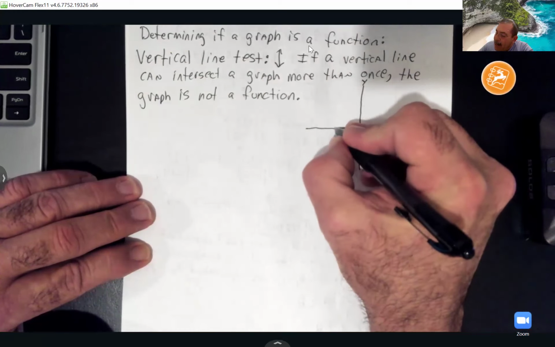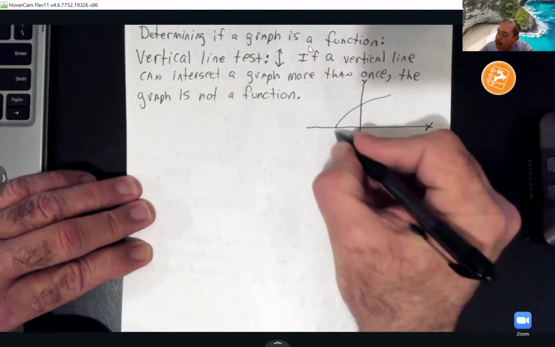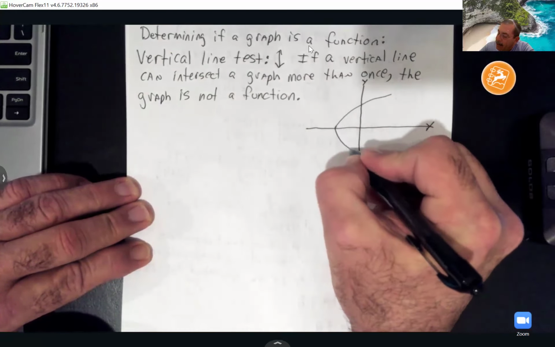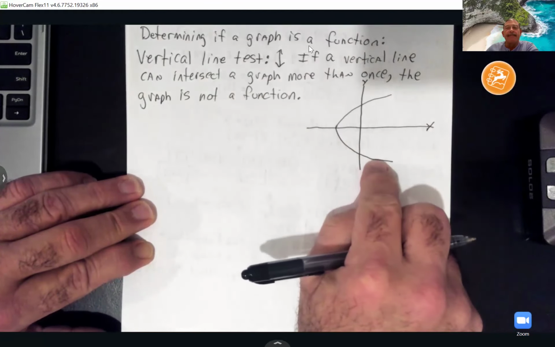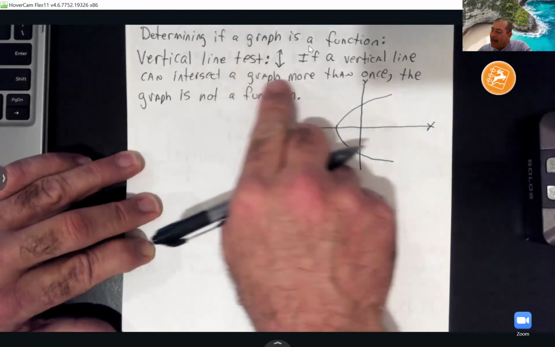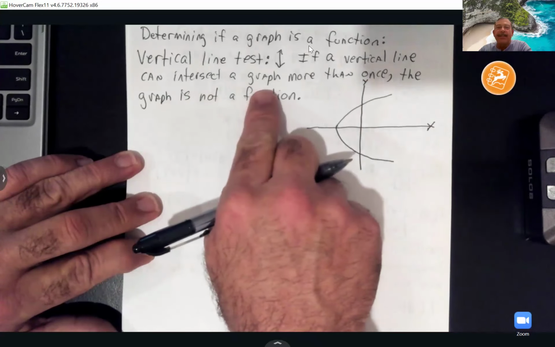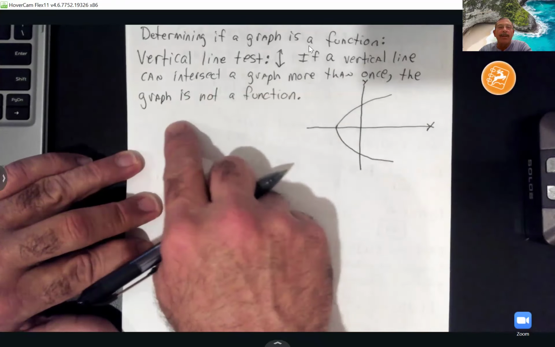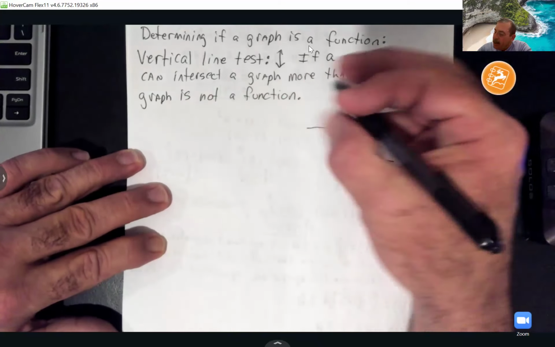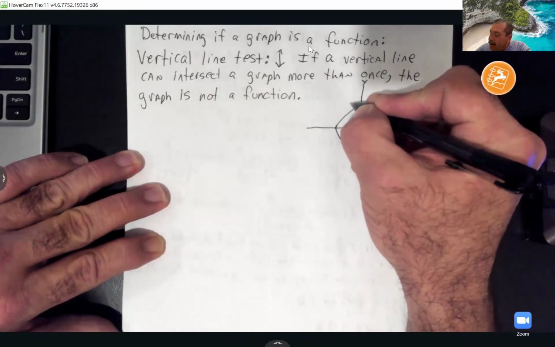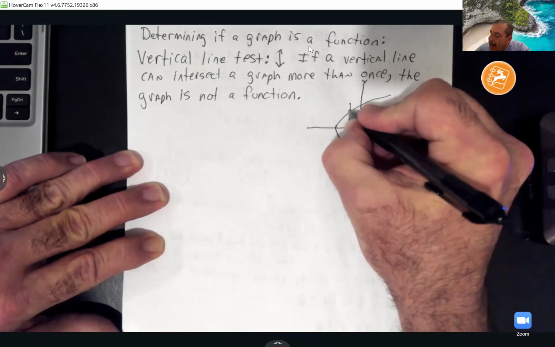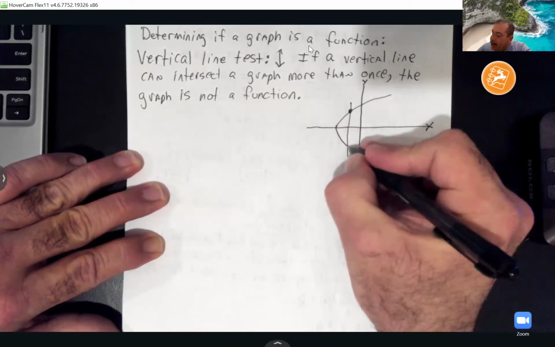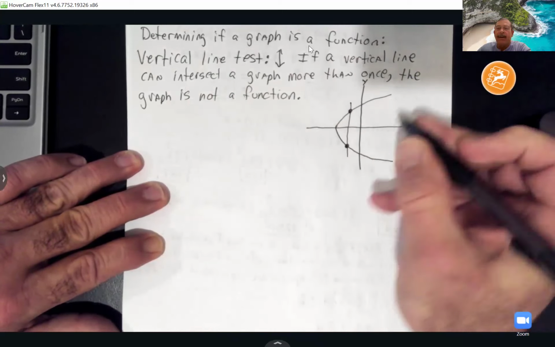So say I had something that was sort of like this. Sort of like a sideways parabola. So this is telling me if a vertical line can intersect the graph more than once, the graph is not a function. So y'all watch this. Here's me a vertical line I'm drawing. That vertical line is intersecting it up here and down here.